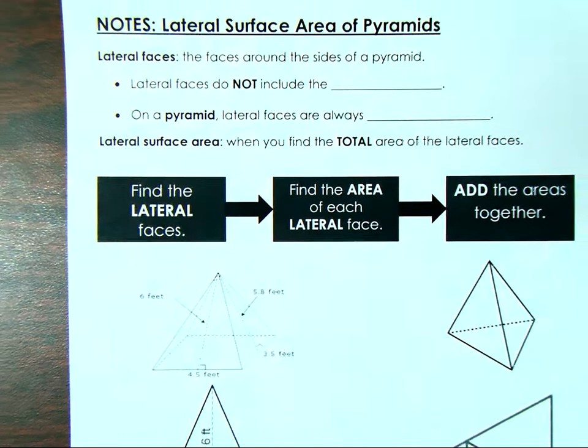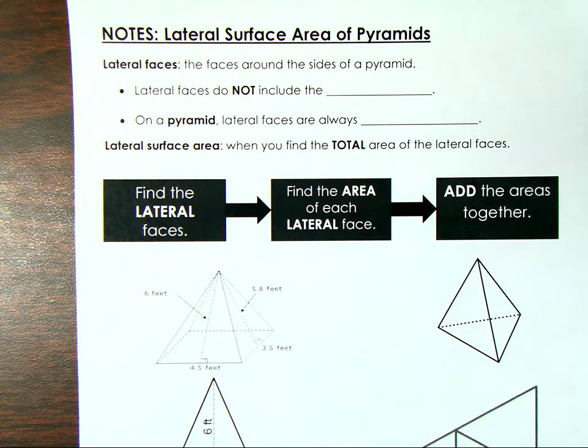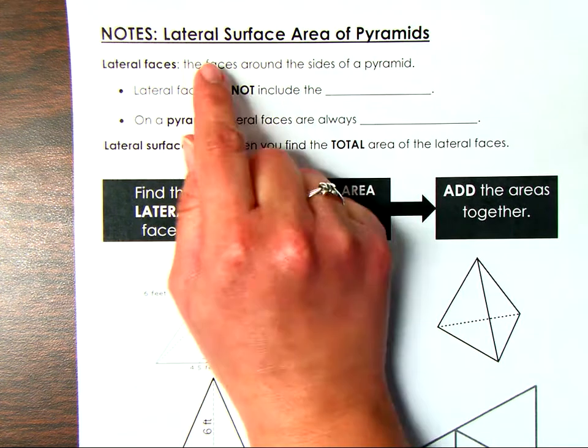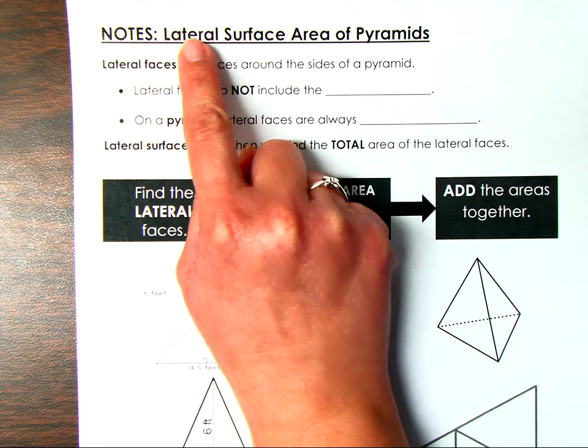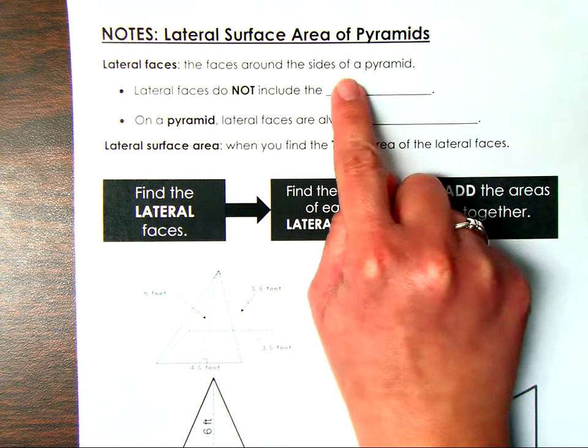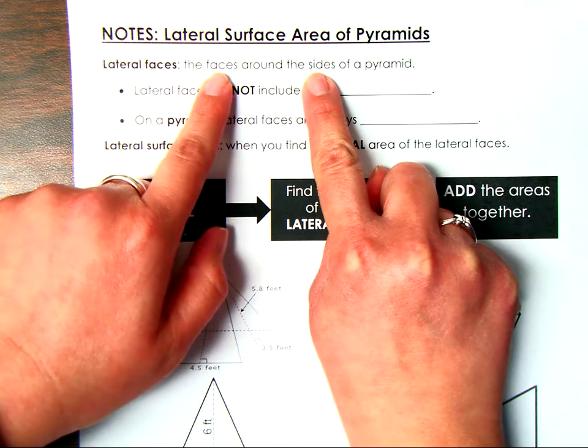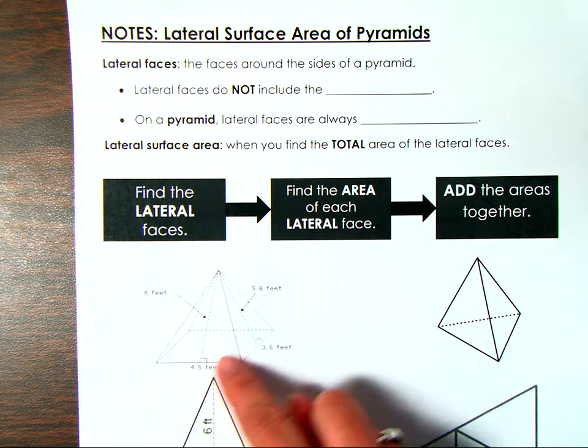All right, y'all, today we're going to look at lateral surface area of pyramids. So in our previous lesson, we talked about lateral surface area of prisms. In case you forgot, our faces is what we're looking for. We talk about the lateral because lateral means the sides. So the faces are the sides that are around this three-dimensional shape.